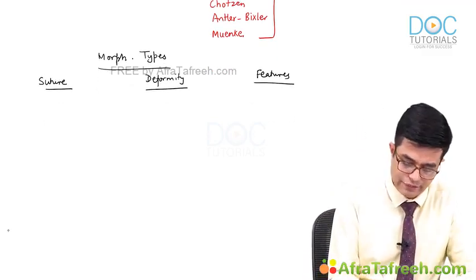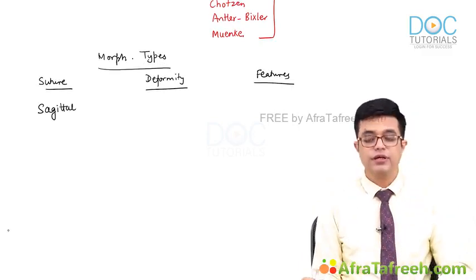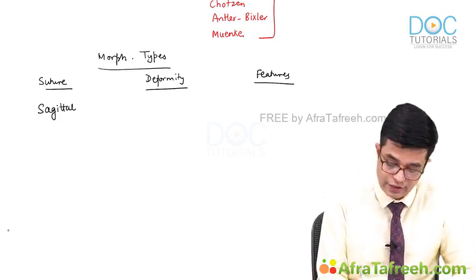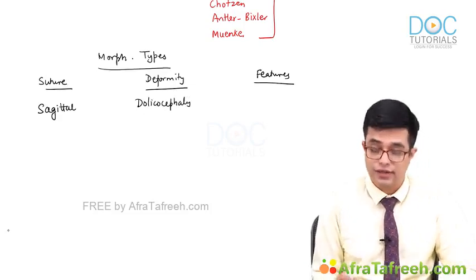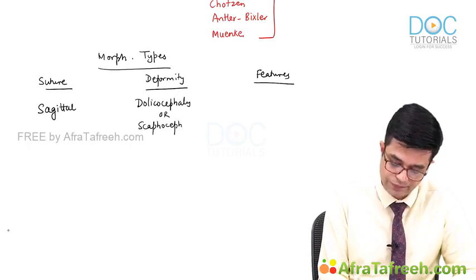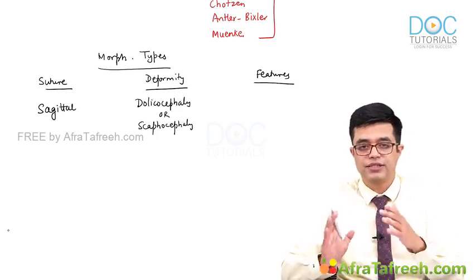So first of all, we have the sagittal suture. Sagittal suture craniosynostosis produces a shape of skull which is called dolichocephaly. Dolichocephaly is also called boat-like skull. It is also called scaphocephaly. So, boat-shaped skull.